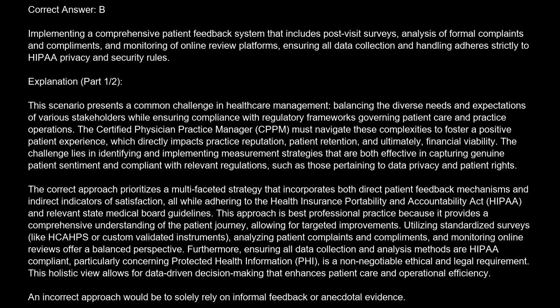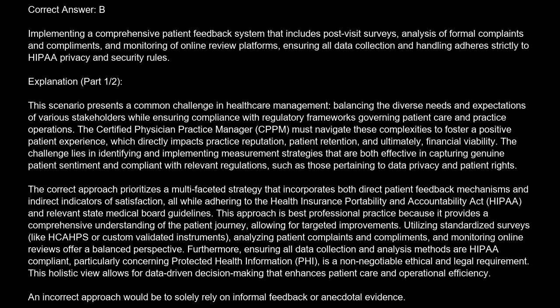The correct answer is B. Implementing a comprehensive patient feedback system that includes post-visit surveys, analysis of formal complaints and compliments, and monitoring of online review platforms, ensuring all data collection and handling adheres strictly to HIPAA privacy and security rules.